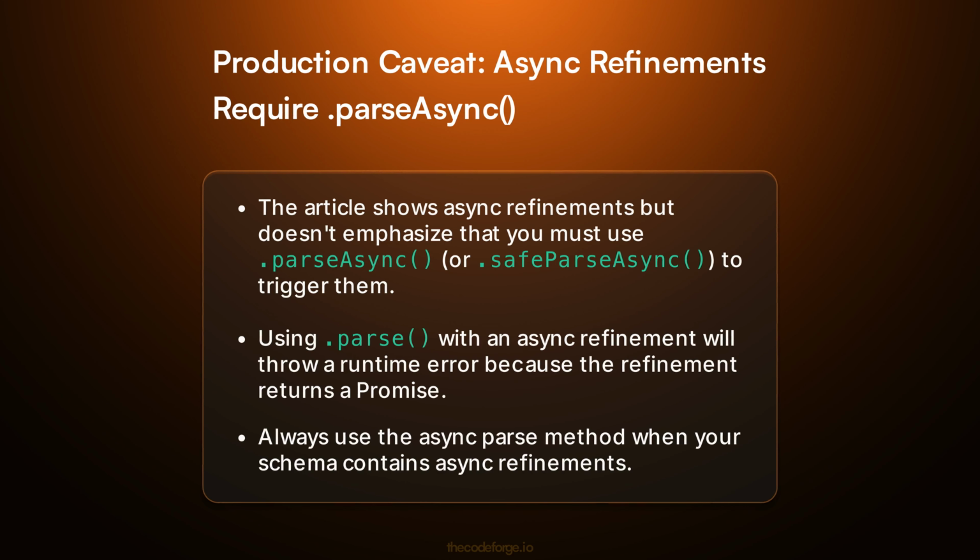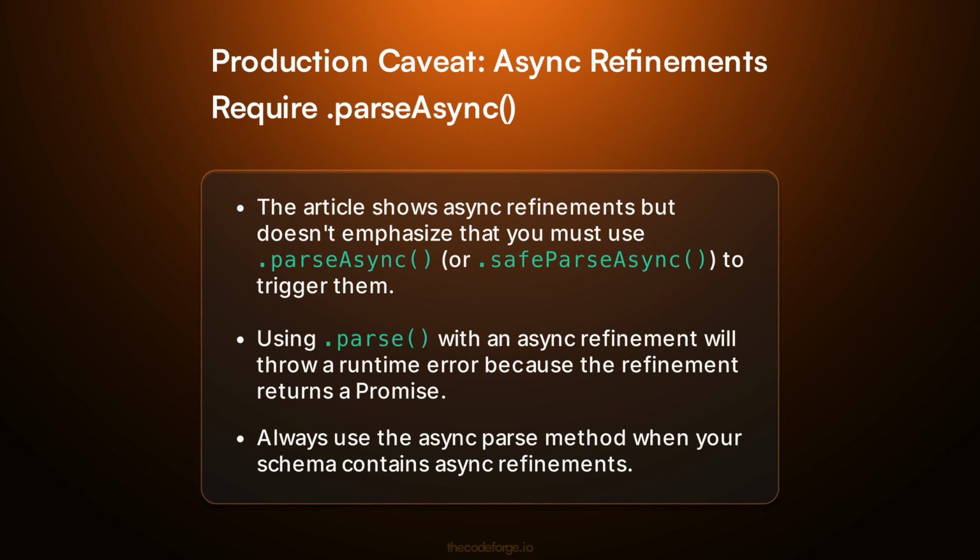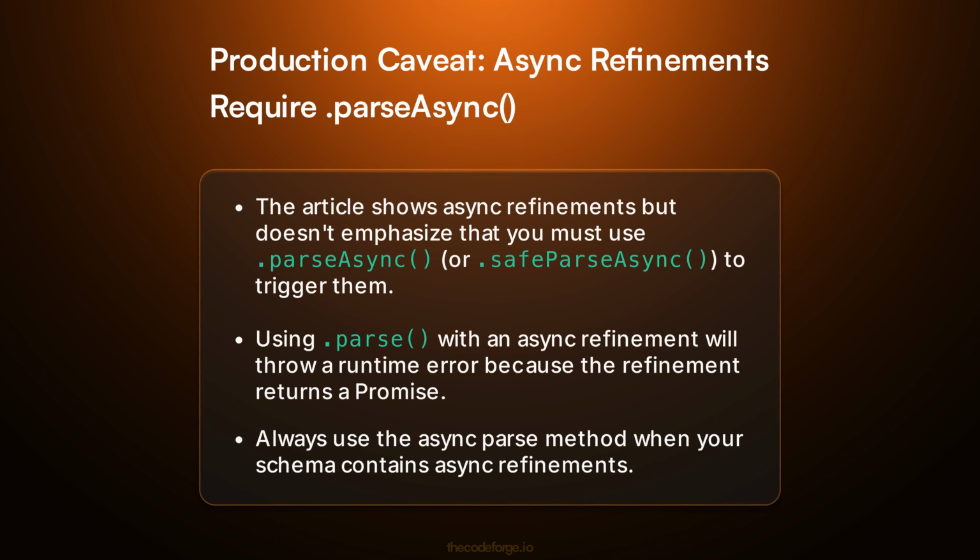The article shows async refinements but doesn't emphasize that you must use parseAsync or safeParseAsync to trigger them. Using parse with an async refinement will throw a runtime error because the refinement returns a promise. Always use the async parse method when your schema contains async refinements.